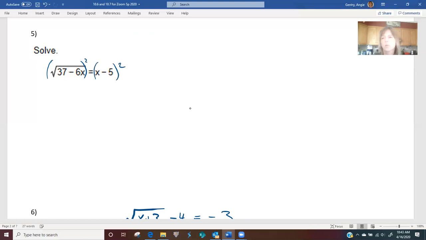And then this is where this thing keeps happening over and over in chapter 5 and chapter 7. Over and over, students do the same thing. Okay, so you say 37 minus 6x comes out. That's not a problem, good job. The problem is the right side usually gets butchered.